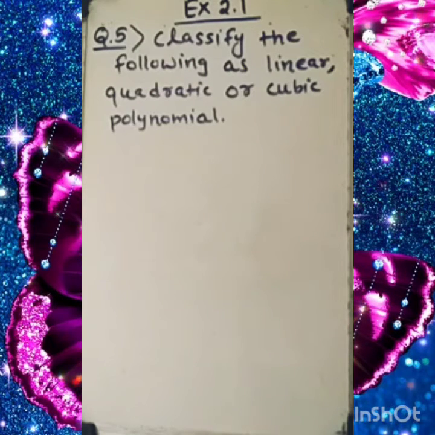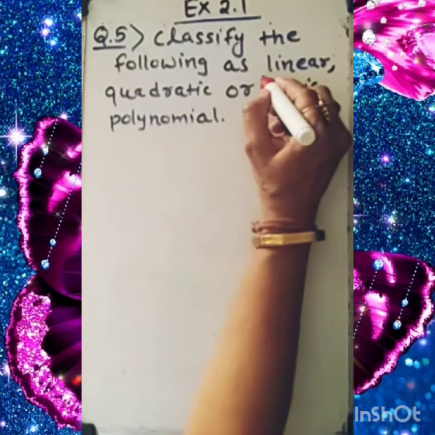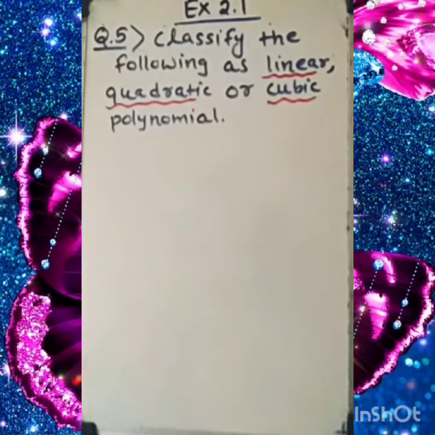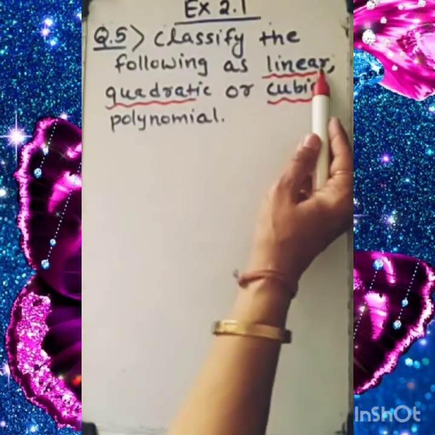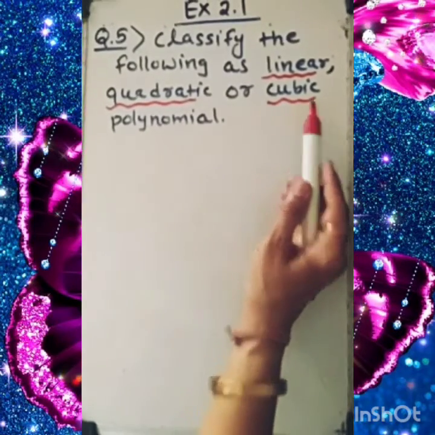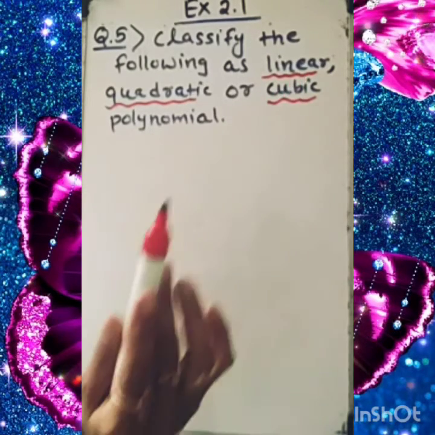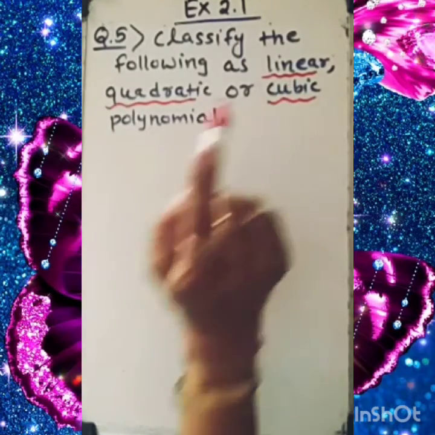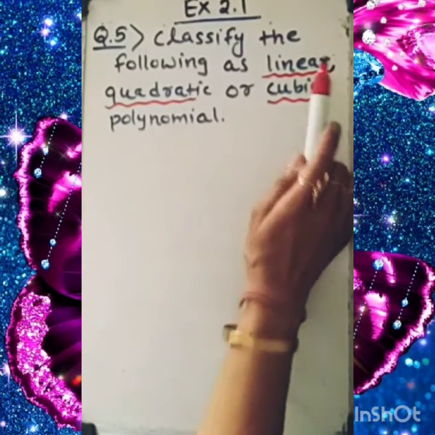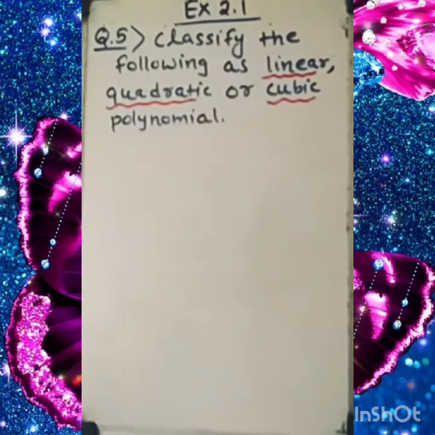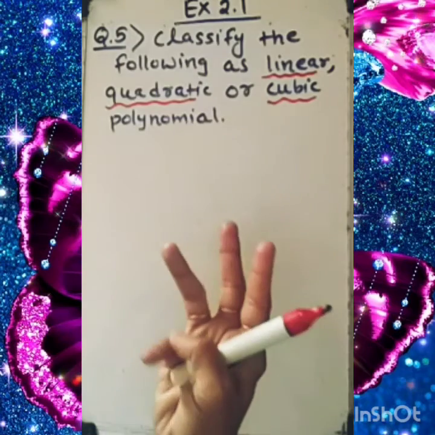So my dear student, here in question 5, we are given: classify the following as linear, quadratic, or cubic polynomial. If we want to classify into linear, quadratic, and cubic, then we must have the idea about them. We know that when the degree of the polynomial is 1, it is linear. Degree 2 is quadratic, and degree 3 is cubic.